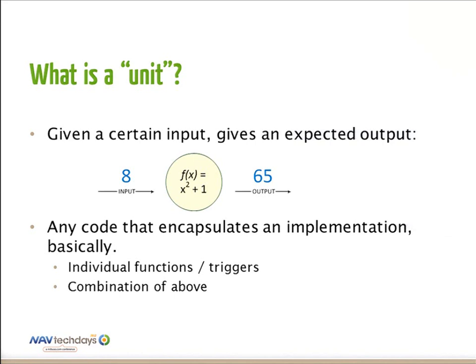So in this case, for example, if the output here was 64 or 66, it would have been wrong, and our test would have failed. And we would have successfully maintained the contract of the unit.